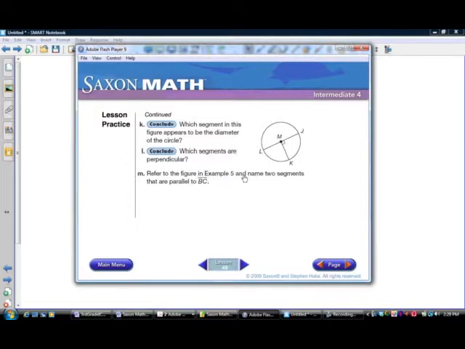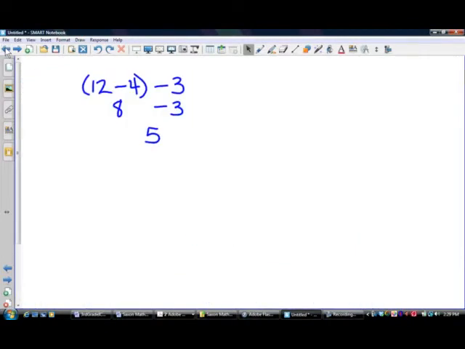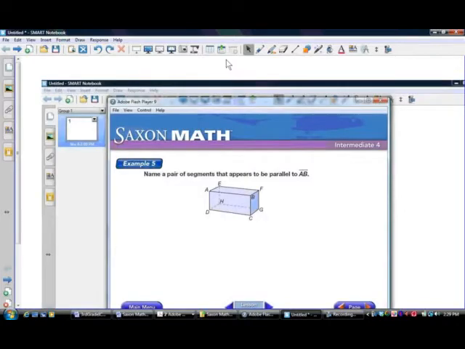Refer to the figure in example 5 and name 2 segments that are parallel to line segment BC. I have saved that. I remember which one it was. I've got a clean copy of it, though, for us to work with. We've got to figure out which ones are parallel to line segment BC. Do you see that? Okay. Do you see that this one looks like train tracks? So we could say line segment FG.